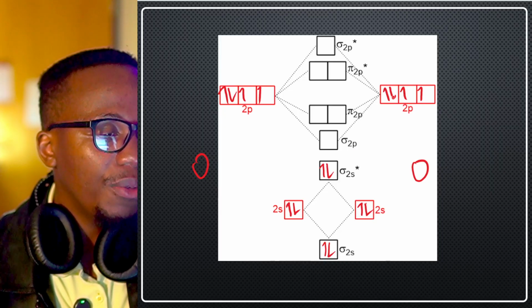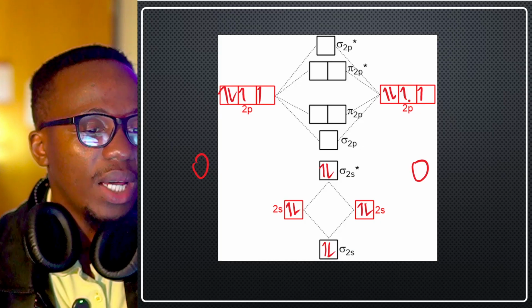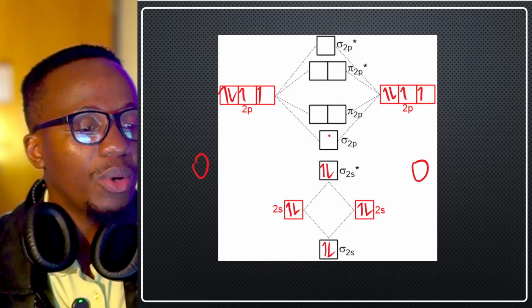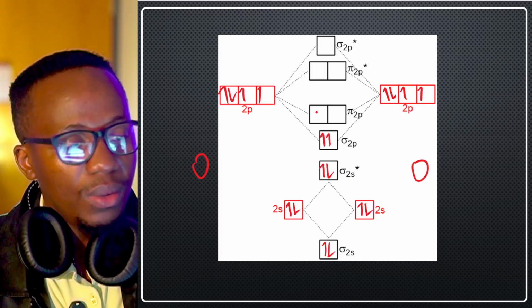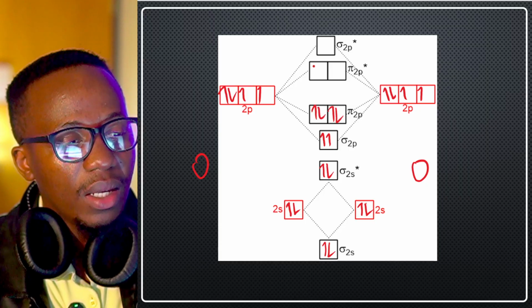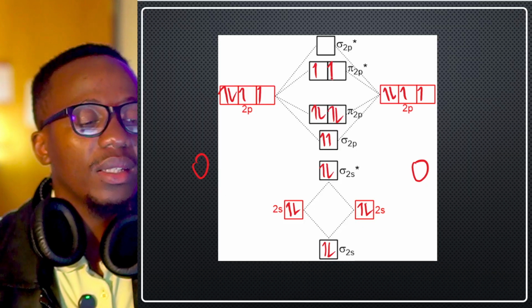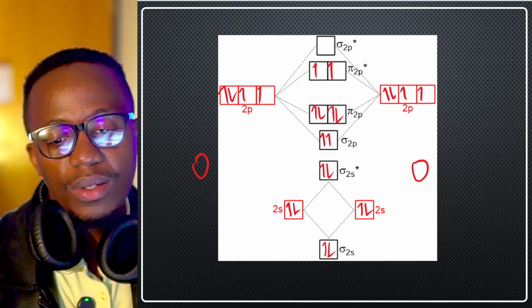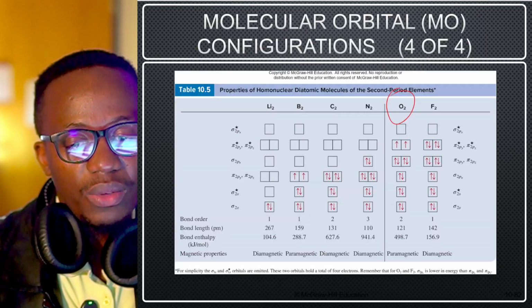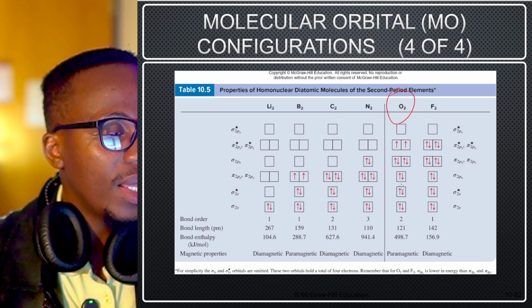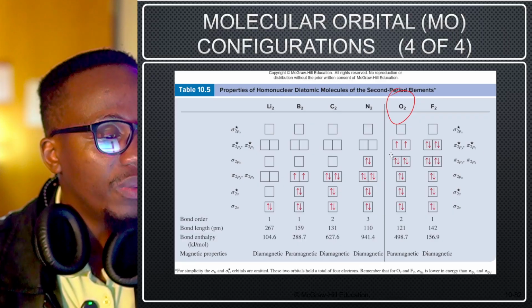For P, for one side P is 1, 2, 3, 4. The other one is 1, 2, 3, 4. So it's 8. So I'm going to fill up 8 in this order: 1, 2, 3, 4, 5, 6, 7, 8, right? And that's O2. Oxygen here, oxygen here. If you go back here, you see that that's how they fill up. So you should practice with all of these.